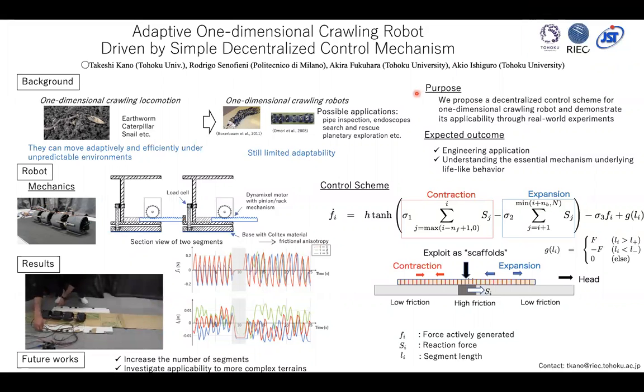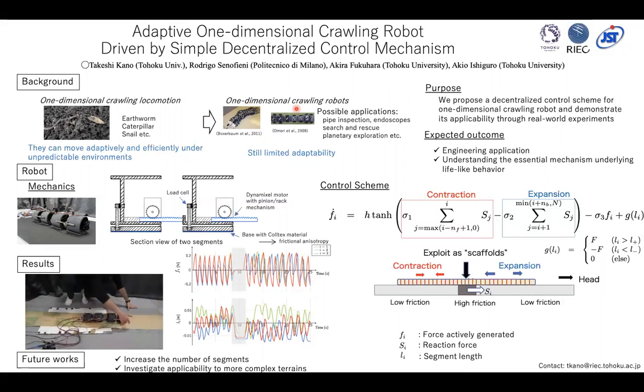Let me begin with the background. Many animals, such as earthworms and slugs, have a one-dimensional limbless body structure and move on various terrains by propagating a wave of expansion and contraction along the body. Inspired by these animals, many one-dimensional robots have been developed because they can be potentially used for pipe inspection, endoscopes, search and rescue operations, planetary exploration, and so on.